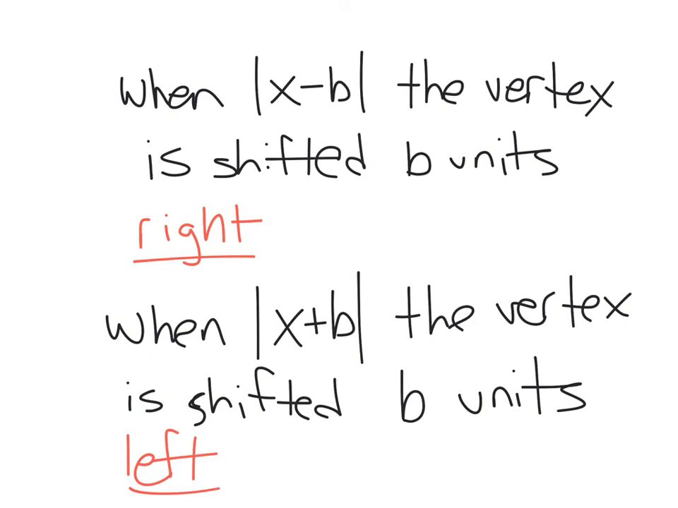So then we can say a couple generalities about the value of b. And I don't want to confuse you about when it's positive or negative. So let's just say that if you have an x minus inside the absolute value, it goes to the right. If you have an x plus inside the absolute value, it'll go to the left.